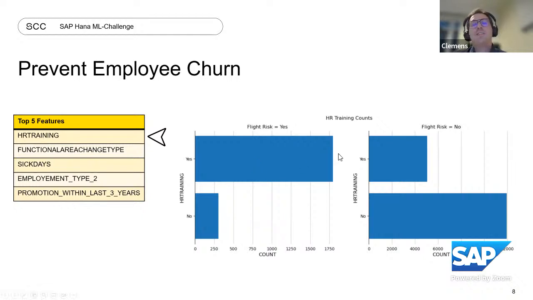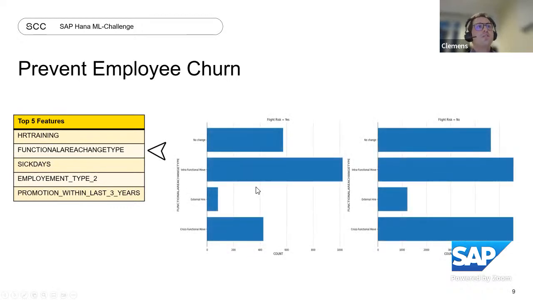And the funny thing, or I don't know, for the company it's not funny, but if you look here on the left side, you have the employees who are quitting, and on the right side, you have the employees who are not quitting. Among the employees who are quitting, a really big amount did the HR training, and a small amount didn't. And among the employees who are still at the company, it's in the other direction. So I don't know what they do in the company in the HR training, what they are teaching, but that is one indicator that it's not really beneficial for the company. The second top feature was the functional area change type, which has an influence of 9% on the model.